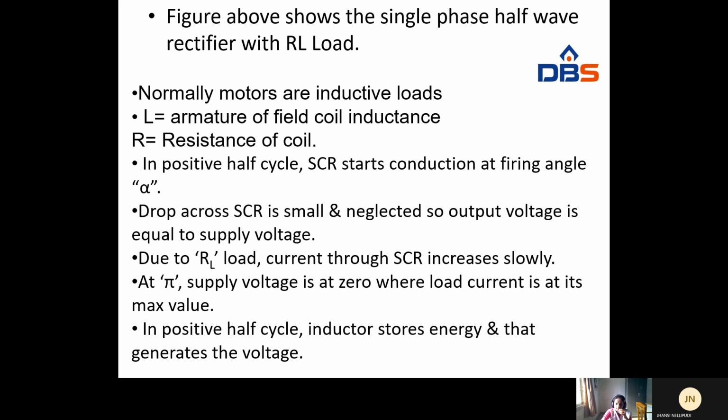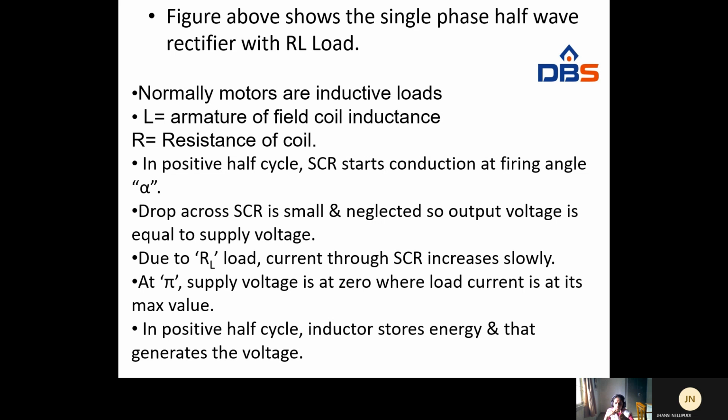In a positive half cycle, the SCR starts conducting at a firing angle alpha. So the drop across the SCR is small and neglected. So the output voltage is equal to the supply voltage. Due to the RL load, the current through the SCR increases slowly. At pi, the supply voltage is at 0. So at pi the supply voltage comes to 0, where the load current is at its maximum value.